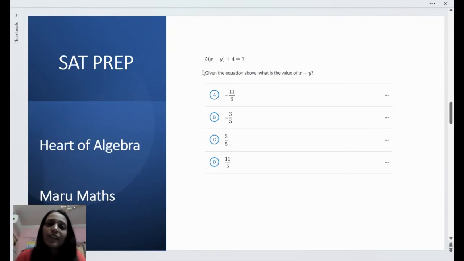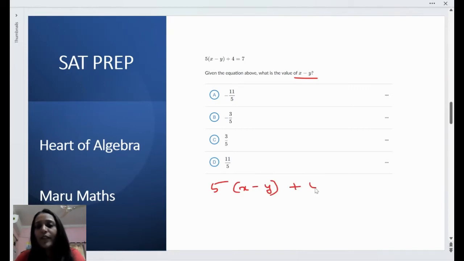The next question here is 5 times (x minus y) plus 4 is equal to 7. Then what is the value of x minus y? So we just follow the same steps that we've used in the previous question. First thing is I'll take the 4 to the other side. So 5 times (x minus y) would be 7 minus 4, which is going to be 3.